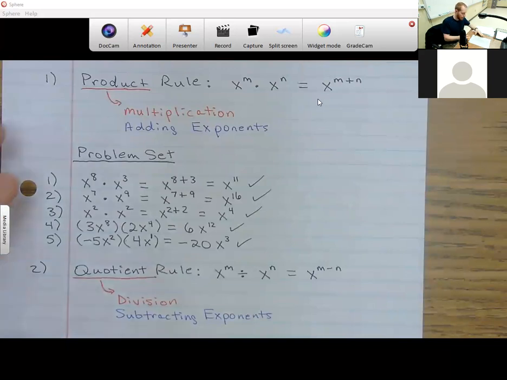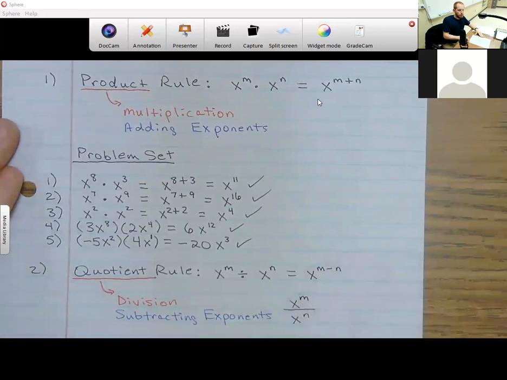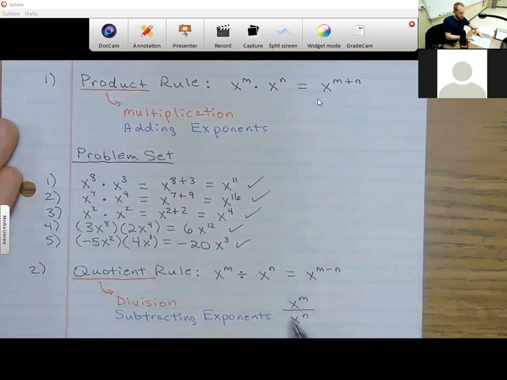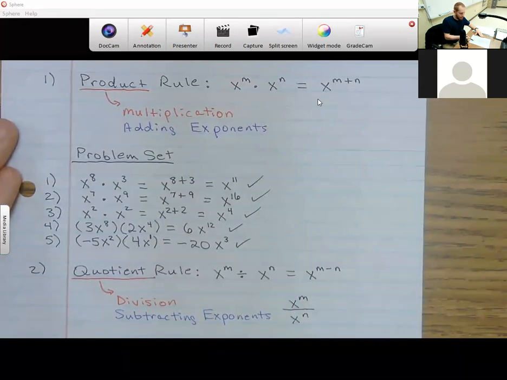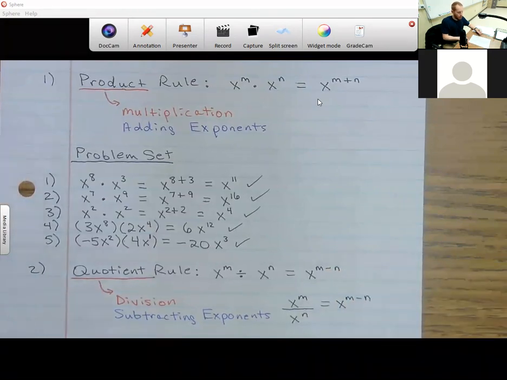Now, you can also see the rule written like this. You could also see it written as x to the m power divided by x to the n power. So notice this is a fraction. Our numerator is going to be x to the m, and our denominator is going to be x to the n, as long as x to the n power doesn't equal 0, right? Because then you'd be dividing by 0. But anyways, notice this is the same thing as this. So you would still get x to the m minus n. Okay? So just one formula, 2 ways to write it.